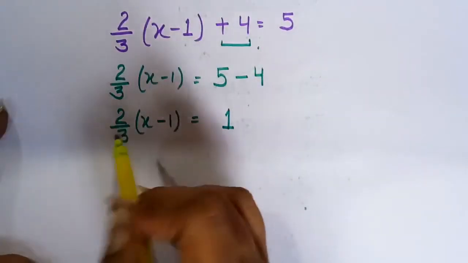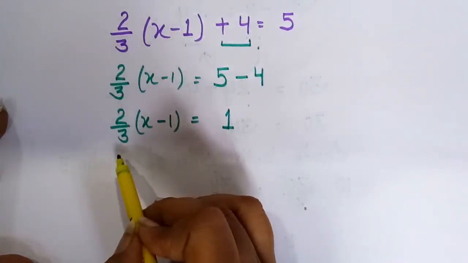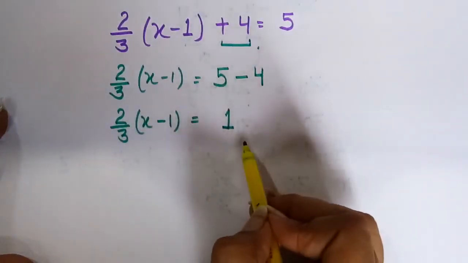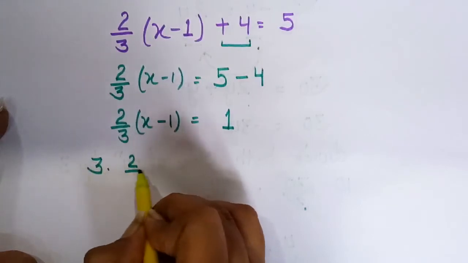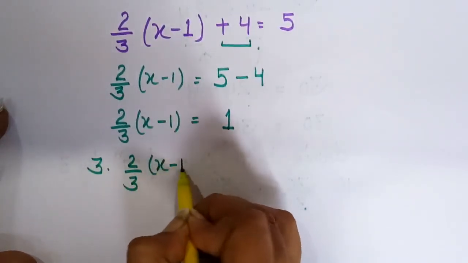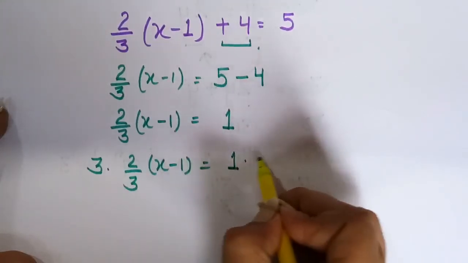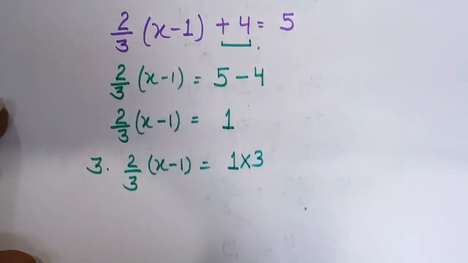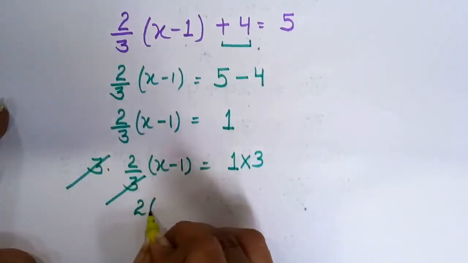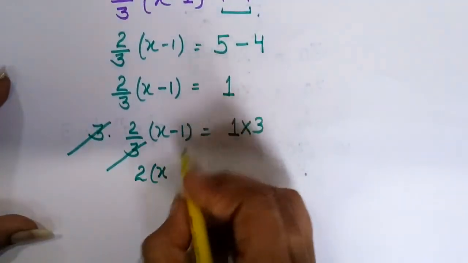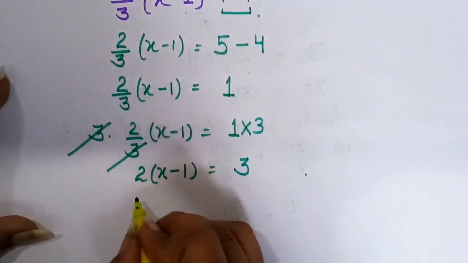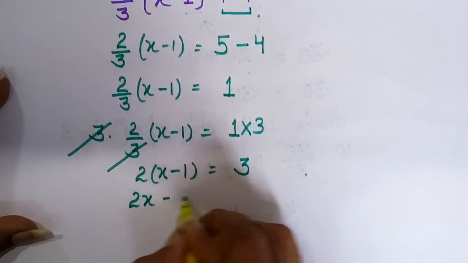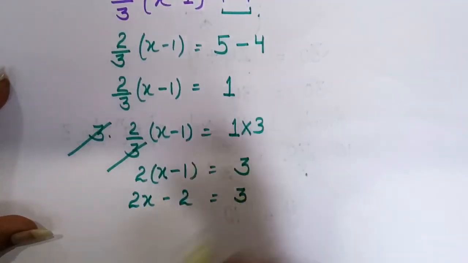Now it is the time to eliminate 3 as denominator. So for that we have to multiply by 3 on both sides of the equation. That means 3 multiplied by 2 upon 3 (x minus 1) is equal to 1 multiplied by 3. So here 3 cancelled out by 3. So equation changes into 2(x minus 1) is equal to 3. Now we have to multiply by 2. 2x minus 2 is equal to 3.